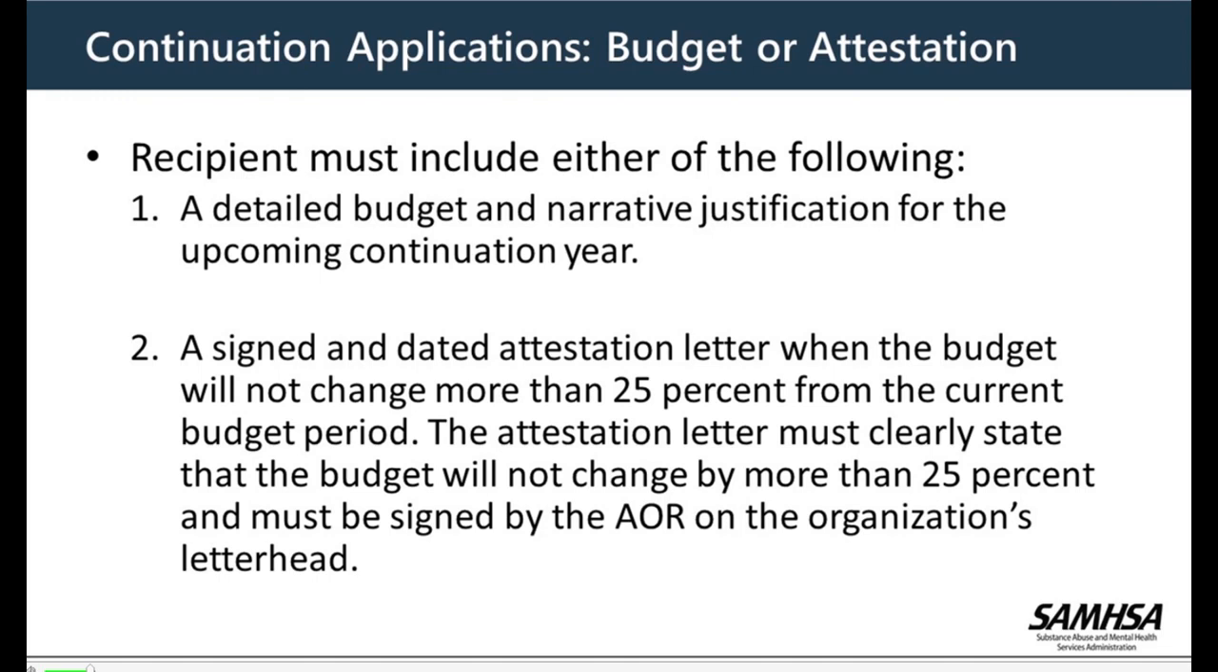Similar to how you calculated a budget revision and whether it's over 25% or not, you do that for your continuation year. And this signed and dated attestation letter can take the place of the detailed budget. You could also still include a budget with an attestation letter, but in that case we would take the attestation letter as your signed confirmation that your budget isn't changing by that much, and we'd have just the budget as supporting documentation for processing your continuation application.